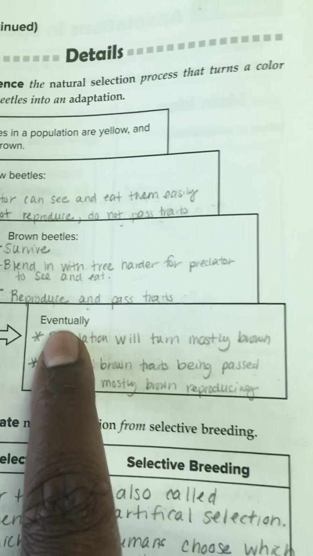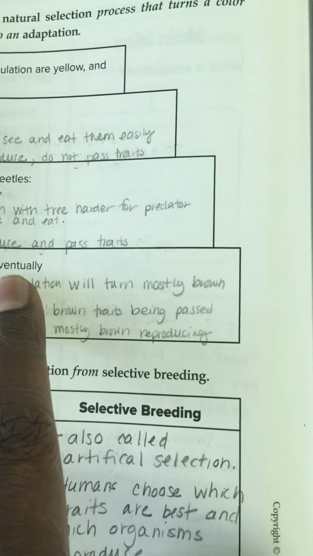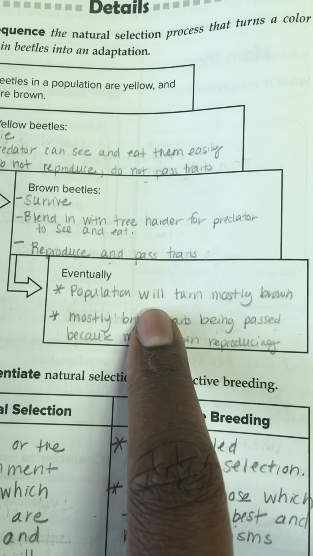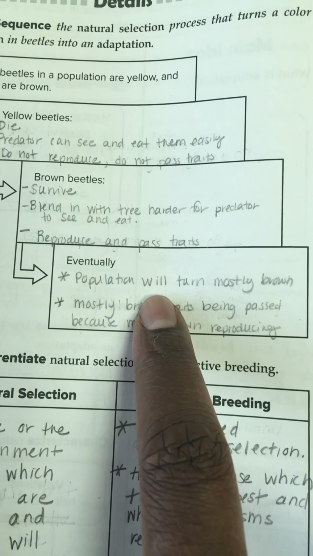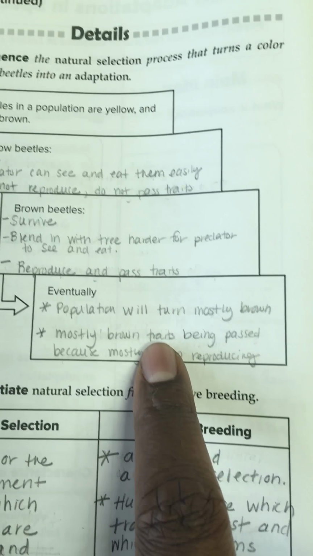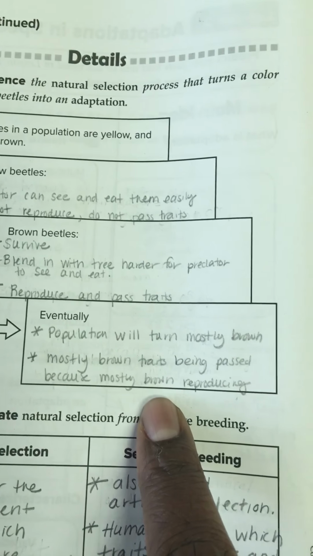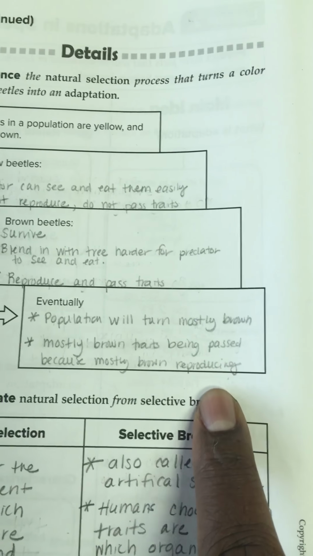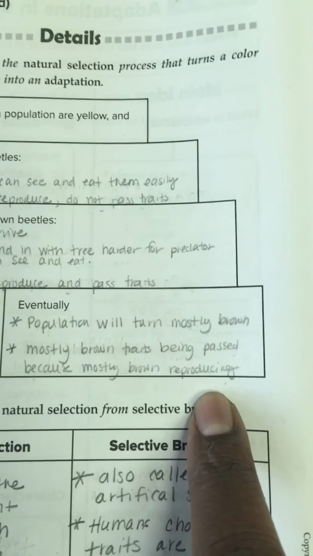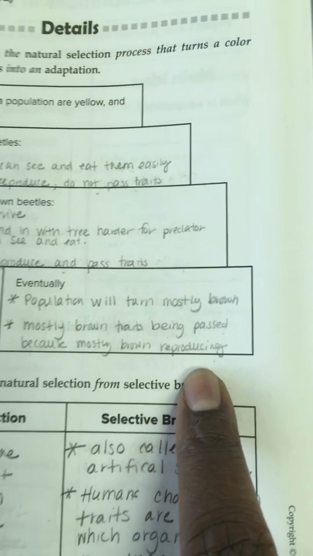So eventually, this word means over time. So over months, over years, over decades, hundreds of years, the population, so the group of beetles that live in that tree, they're gonna change. The traits in that population are gonna change to be mostly brown. And it's gonna be mostly brown because those are the only traits that are gonna be passed down to offspring, because mostly brown beetles are the ones who are having babies. But do notice in that picture on page 289 that all of the yellow beetles don't disappear, it just becomes fewer and fewer. But the yellow won't disappear.